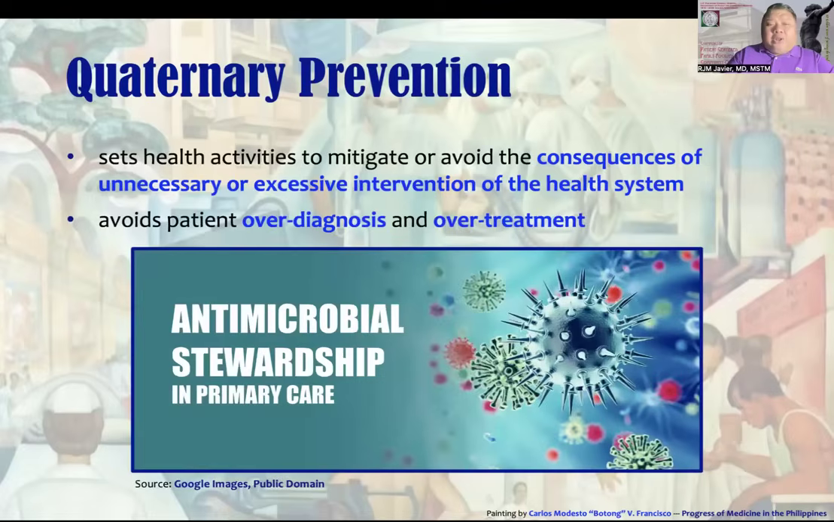Quaternary prevention would look into avoiding overdiagnosis and overtreatment. There is a concept of antimicrobial stewardship. We do not give antibiotics for viral infections because we don't want to develop resistance. So when you are prudent in giving your antimicrobial agents judiciously, that is part of your quaternary prevention. We do not want to overdiagnose patients, or we do not want overtreatment.